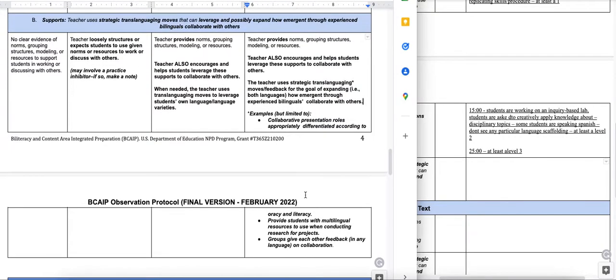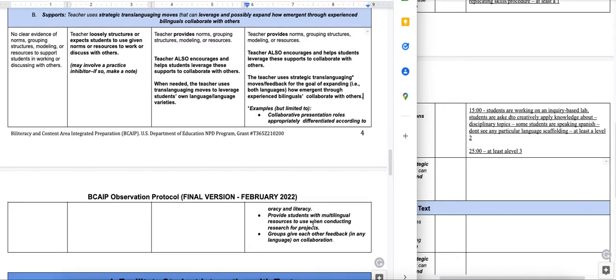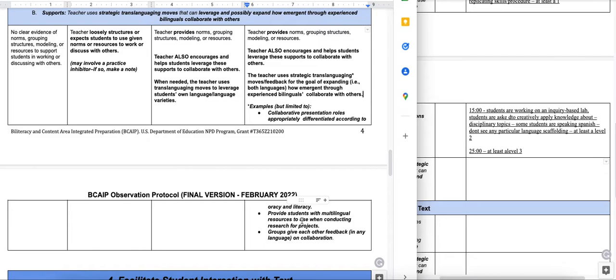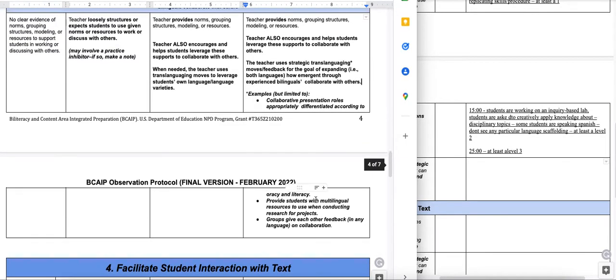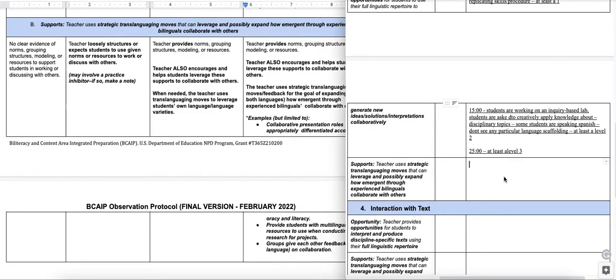And there are some examples here. So this could look like collaborative presentation roles that are appropriately differentiated according to oracy and literacy, providing students with multilingual resources to use when conducting research projects, or groups giving each other feedback in any language on collaboration. Okay, so then you'd go back, look at the evidence that you have here, and make a decision about which level is best represented in the data that you've collected, based on the language in the levels on how to differentiate between them, right? And give your scores.